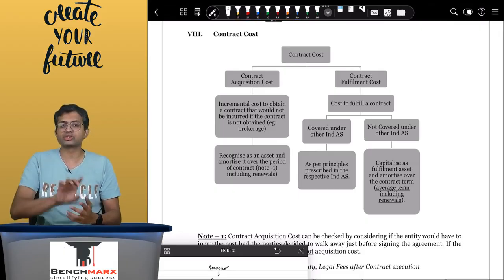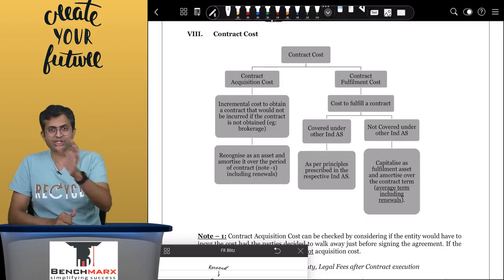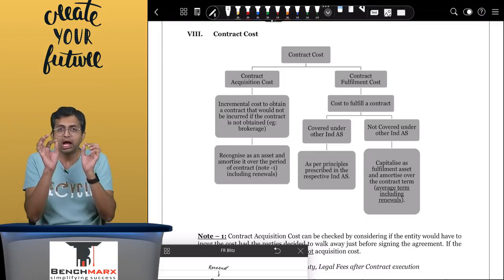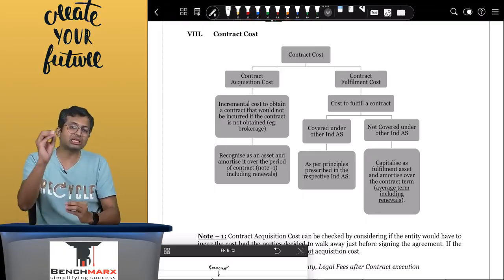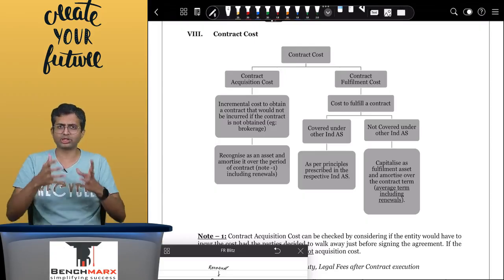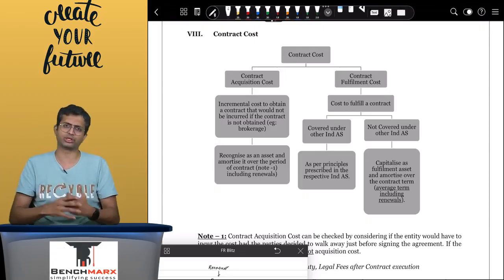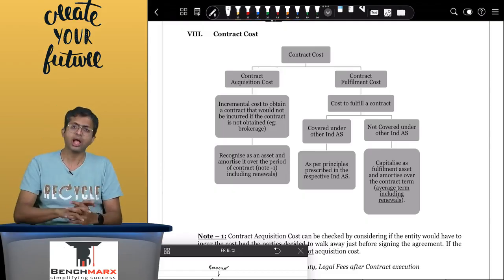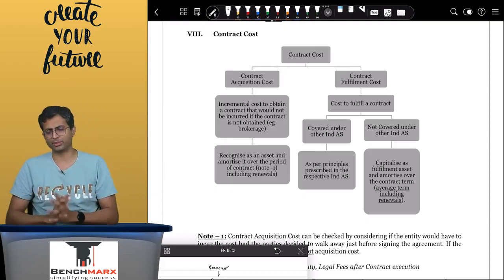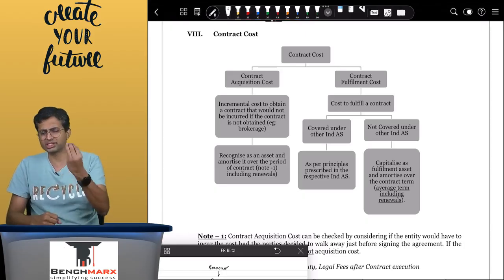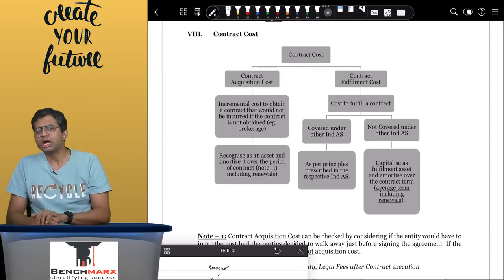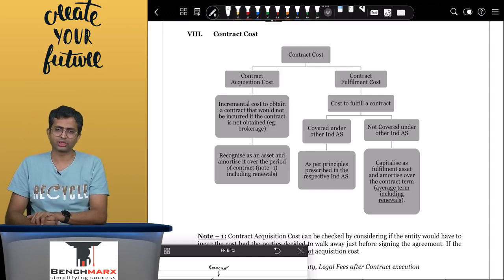However, a salesman's commission or a brokerage or legal expenses like stamp duty will be incurred only if you get the contract. So contract acquisition costs are only the incremental costs that you will incur if you get the contract, but which will be saved if you don't get the contract. These can be capitalized provided the contract term is more than 12 months. If it is less than 12 months, the standard says it does not make sense capitalizing and then spreading it over a 1 year period. In any case, you can directly expense it to the P&L account.